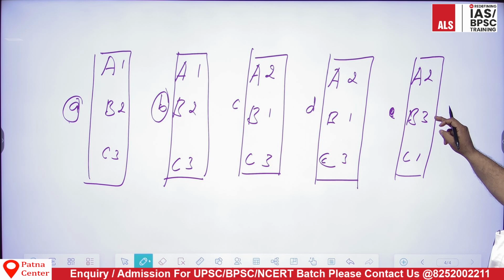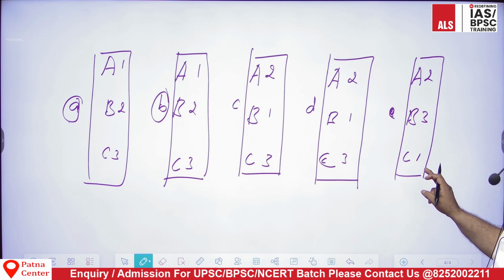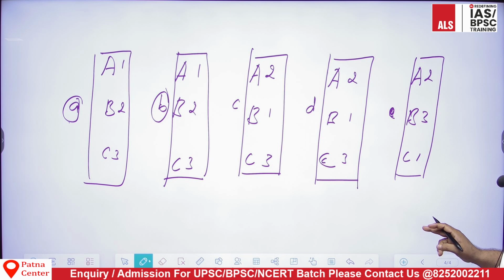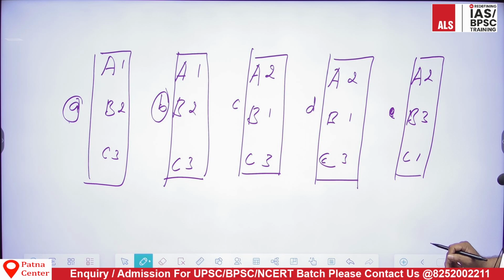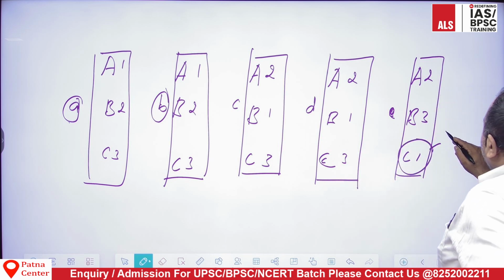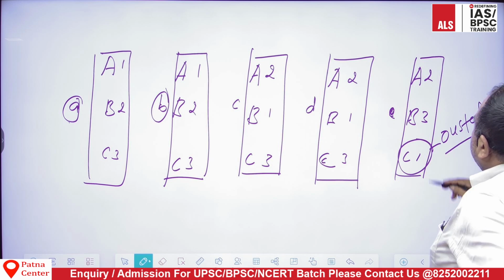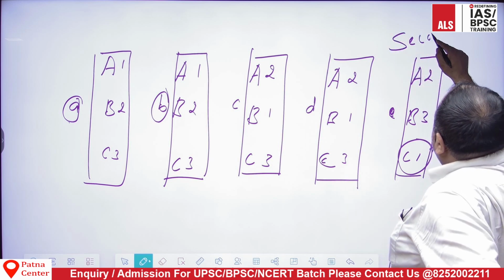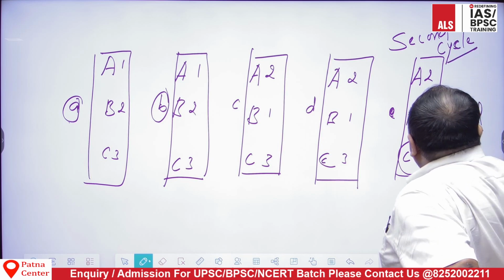And candidate capital C has the least chance of winning the election, because only one voter has provided him number 1 choice. So this candidate will be ousted from the race in the second cycle of counting.